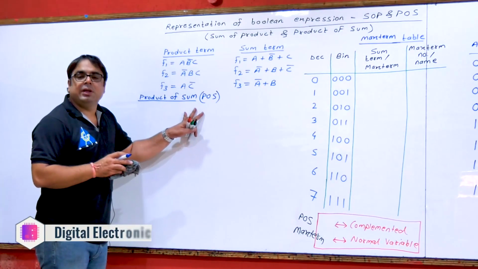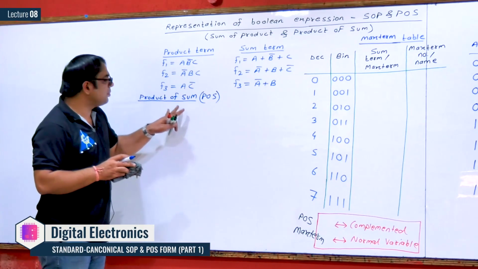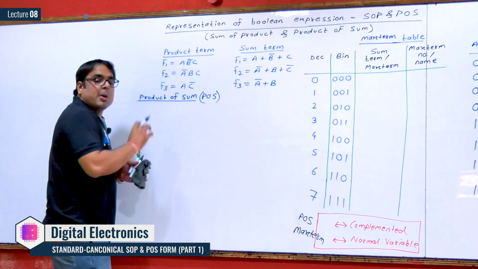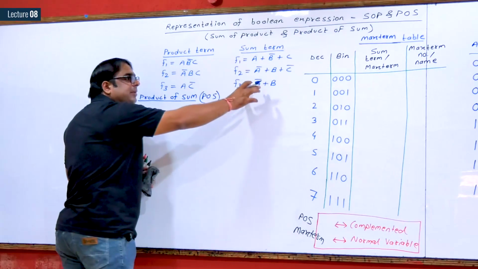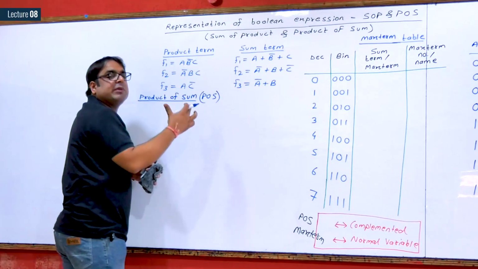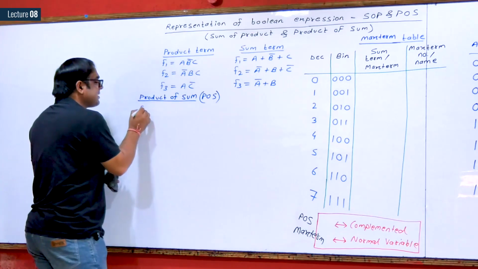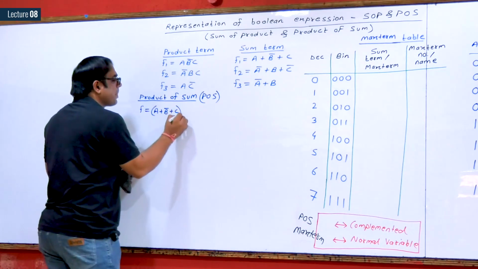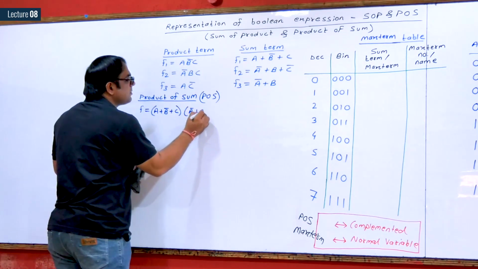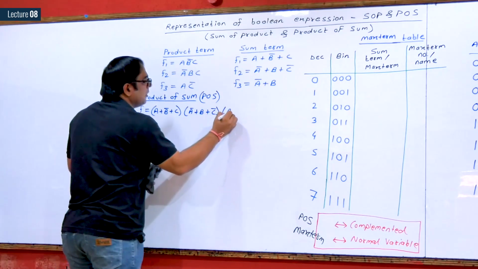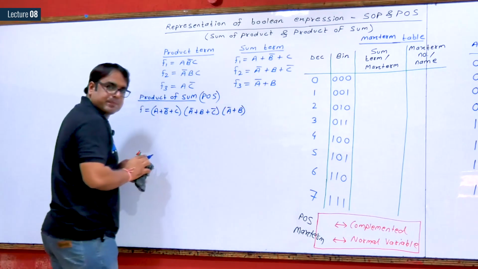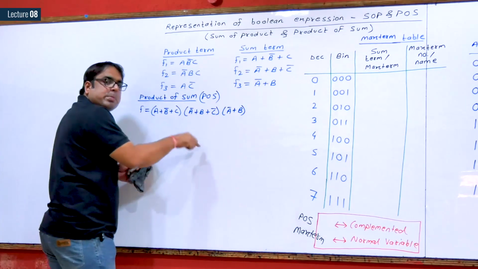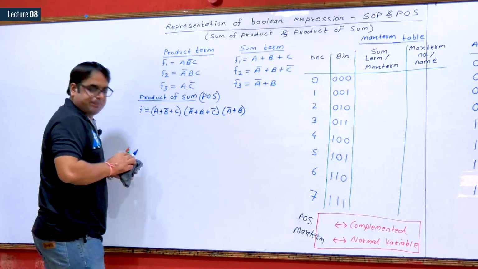Now, after SOP, we will be discussing POS, product of sum. Again, it is very simple from the terminology, product of sum. These are the sum terms. Multiply them, it will become product of sum. For example, A plus B complement plus C, A complement plus B plus C complement, A complement plus B. Product of sum terms. Three sum terms, their product is product of sum.